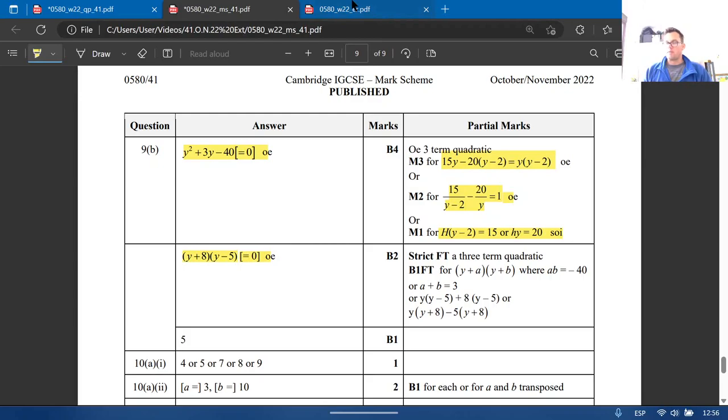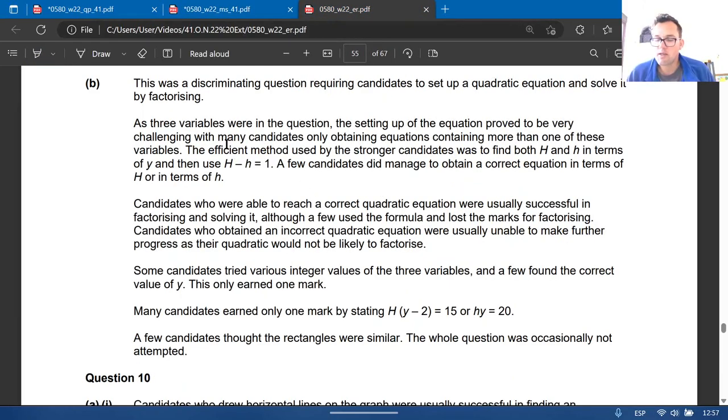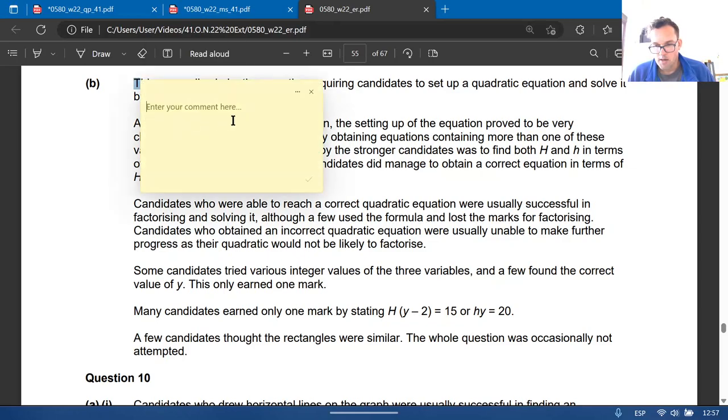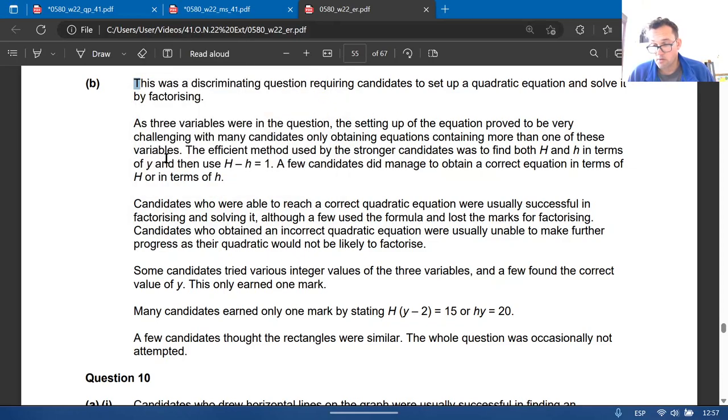Tough question, I agree. So reading the examiner's report, it says, yeah, it was a difficult question. Not many students got it right. Some students tried trial and error, but then it gets you one mark if you do try trial and error.